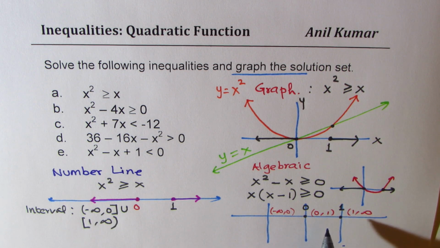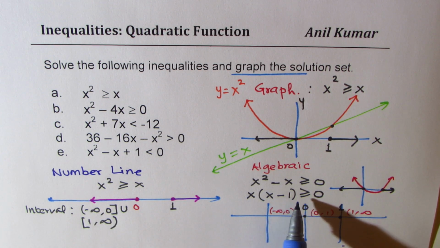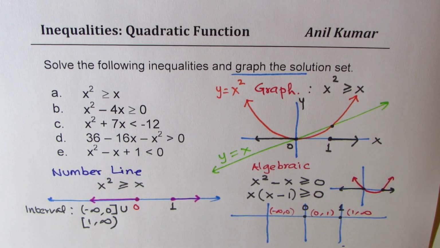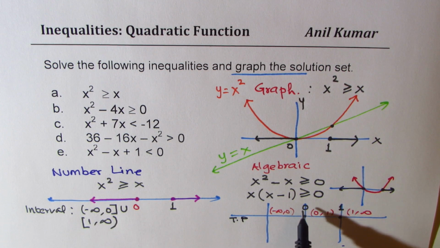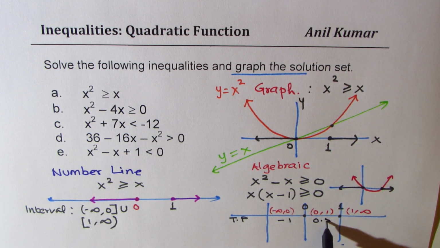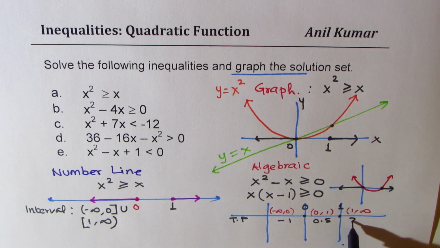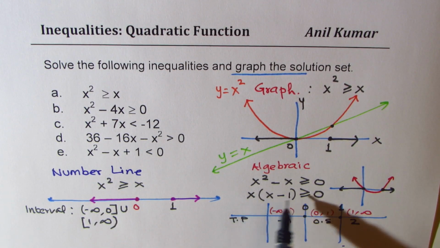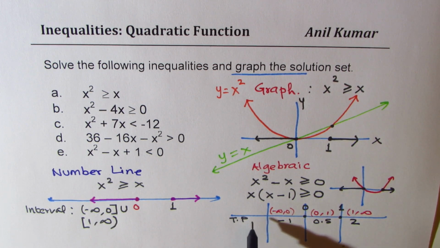What we need to do is to test where this function is positive. That's all, right? So we take test points. Let me define test points. In these regions, it could be minus 1. Here we could take 0.5 or half, and 2. Now let's test this particular function, x times (x minus 1).